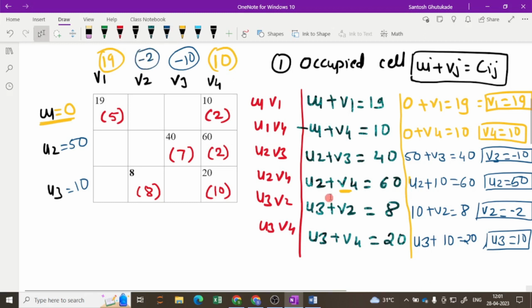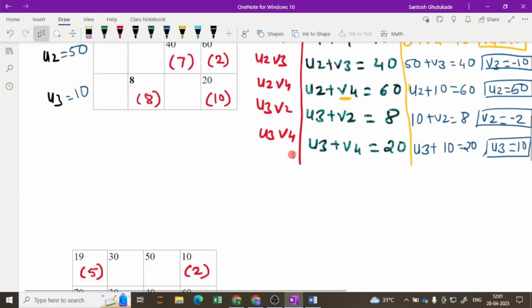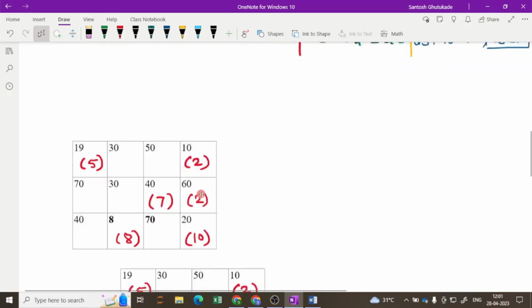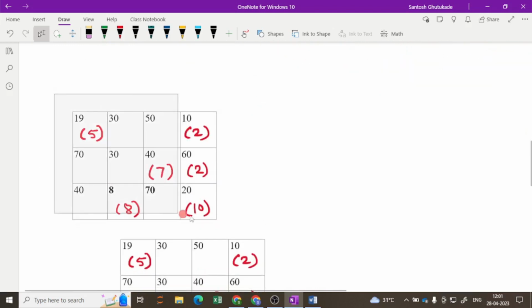So this is for occupied cells. We have calculated the u1, u2, u3, v1, v2, v3, v4 for occupied cells. Now we have to solve for the unoccupied cells. For that we require these values. So I will copy this, just a minute.